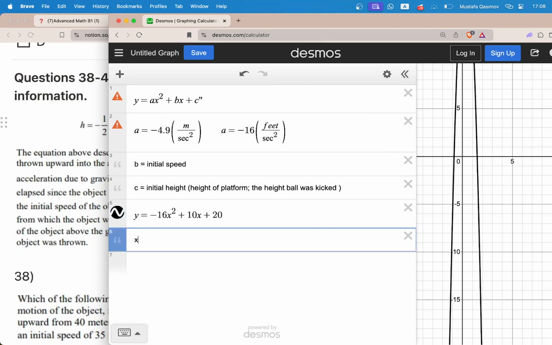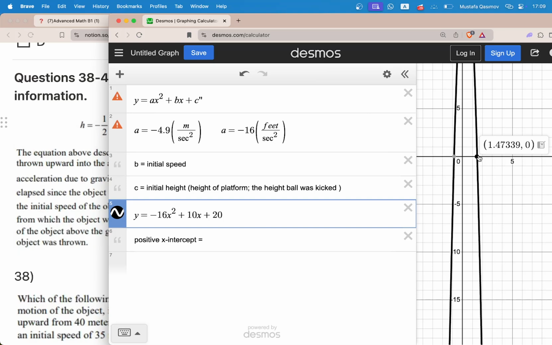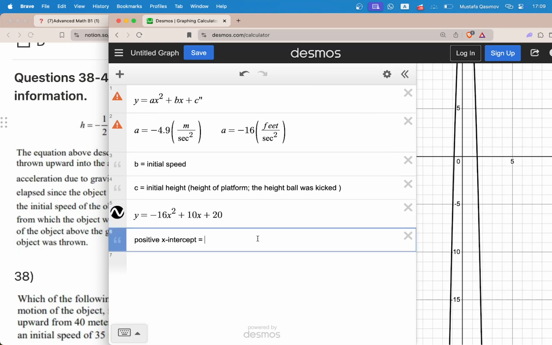We also have the x-intercept here. What's the interpretation of the x-intercept here? Well, let's say positive x-intercept, because x represents time and time cannot be negative. The value of this one is 1.47. It is the time when the ball hit the ground. Because for the x-intercept y is equal to 0, and here y is height, so it is the value of time when height is equal to 0.